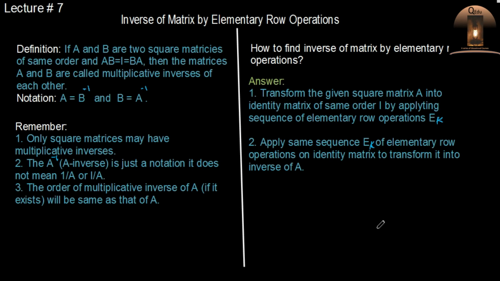The answer is simply we have to follow two steps. The first step is to transform the given square matrix A into the identity matrix I of the same order by applying a sequence of elementary row operations, let's denote them by E sub k. Then apply the same sequence of elementary row operations to the identity matrix of the same order to transform the identity matrix into the inverse of the matrix A. So this is the two-step procedure. Now let us see examples and learn how to find the inverse of a matrix by elementary row operation.